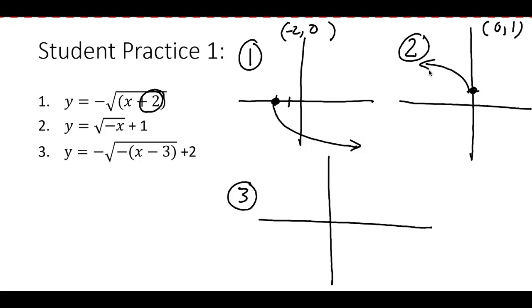And then Alondra, what's our starting point on number 3? So over 3, up 2. And then our direction. Brianna, what direction are we going on number 3? And up or down? So down and left. I agree.